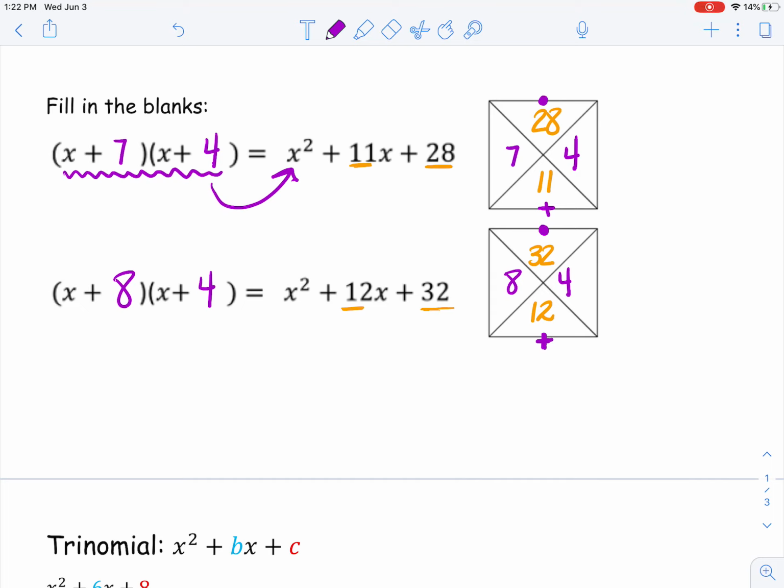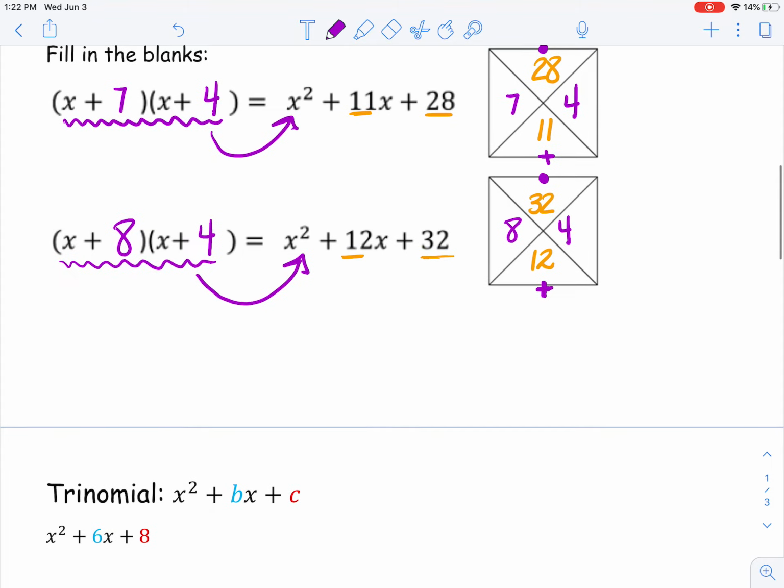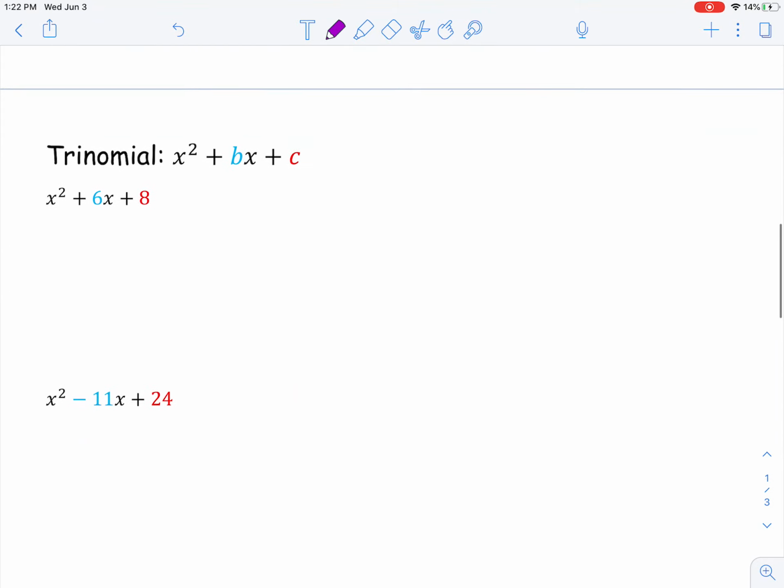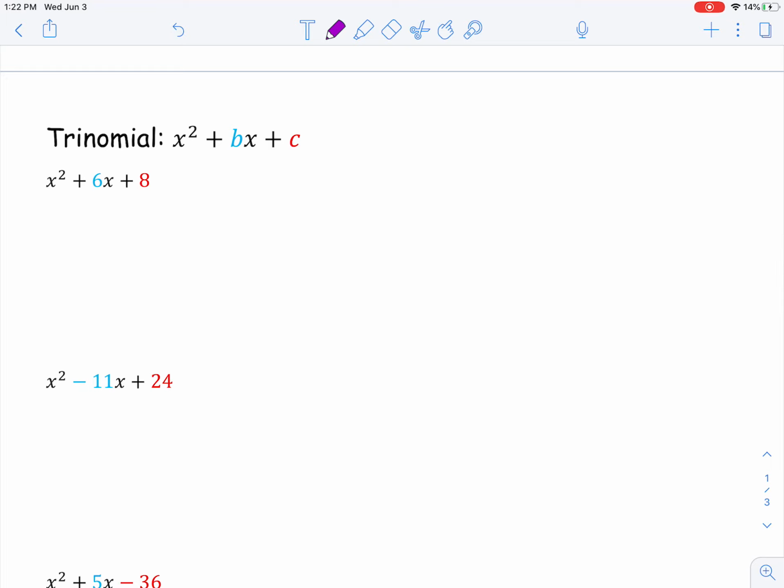Okay, and again, you can always Google a factor chart, or you could be using your calculator to find numbers that multiply to 32. Okay. And again, if I were to distribute this out, I would end up with that trinomial. Okay, couple more examples.